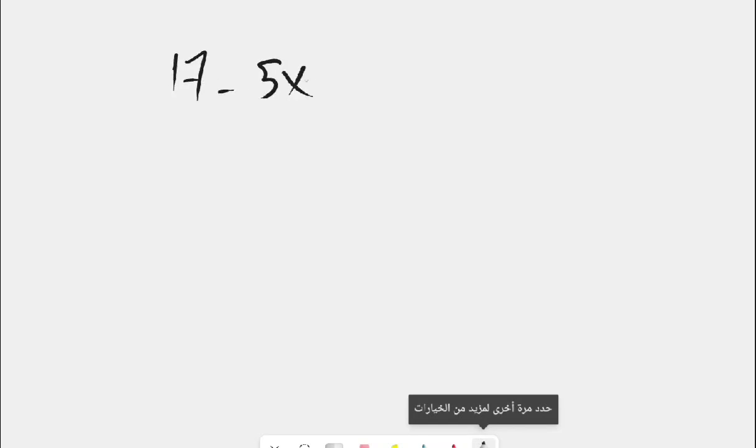Let's try a similar example, but slightly different. So let's say that 17 minus 5x is equal to 2. If that's the case, what is the value of x? So what do you think we need to do in this problem? Well, we need to get rid of the 17 first. On the left, we have positive 17. So we need to begin by subtracting both sides by 17.